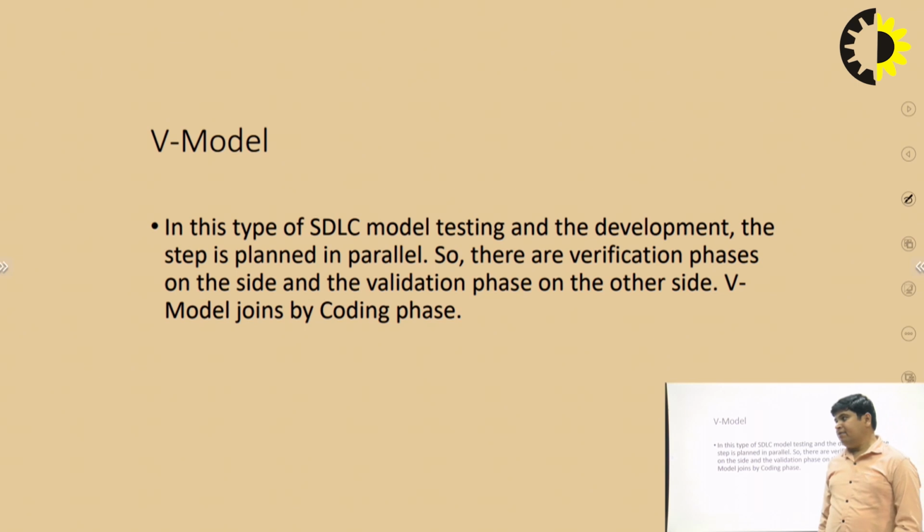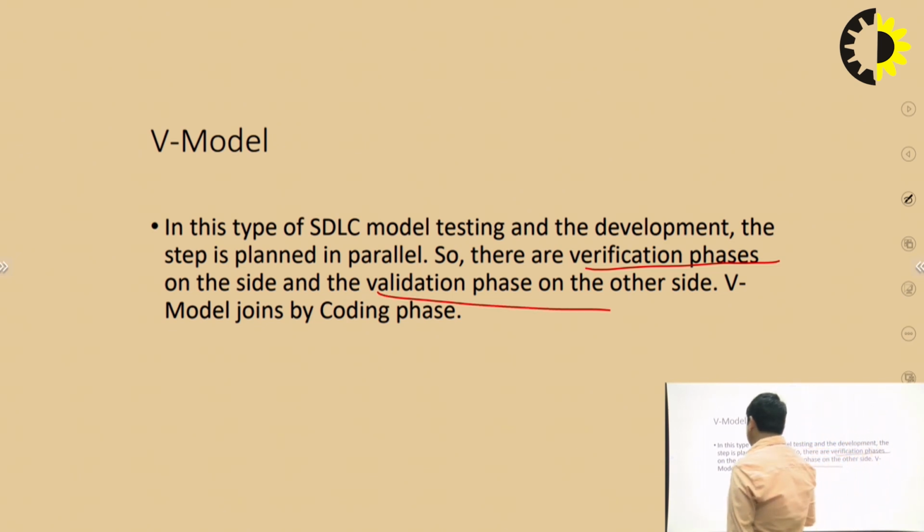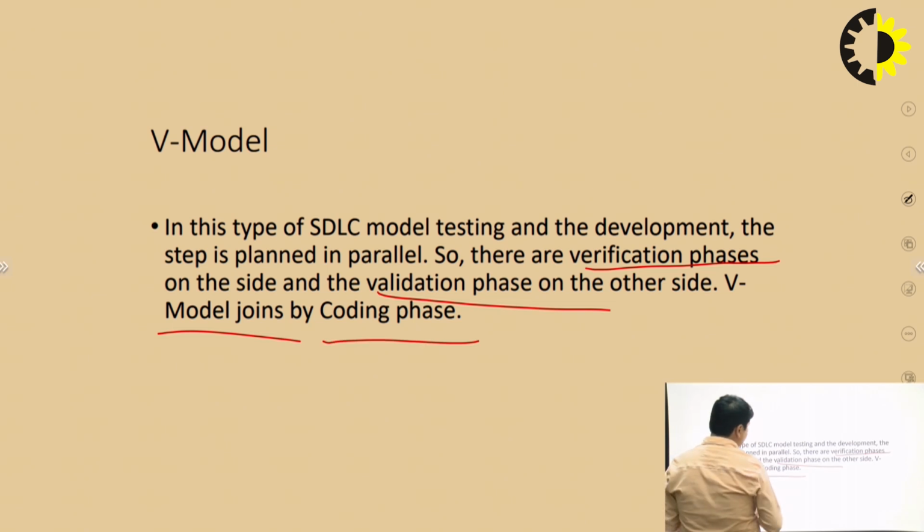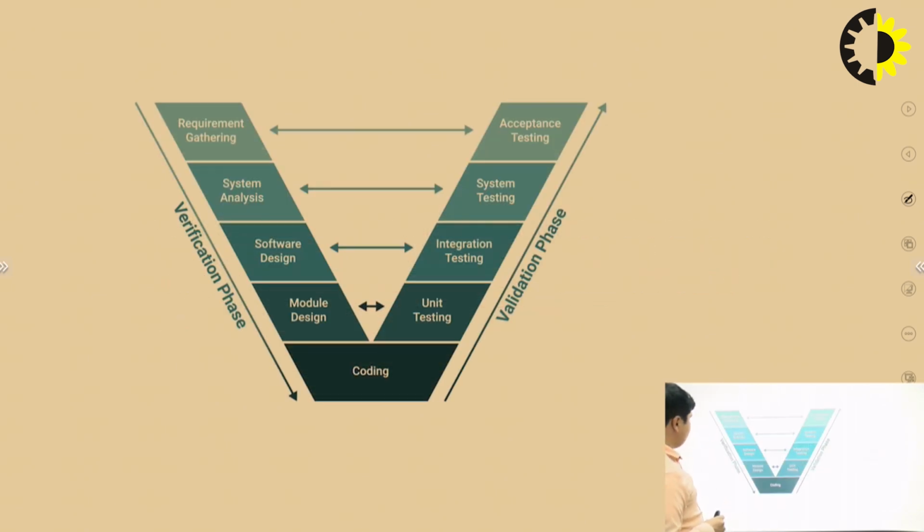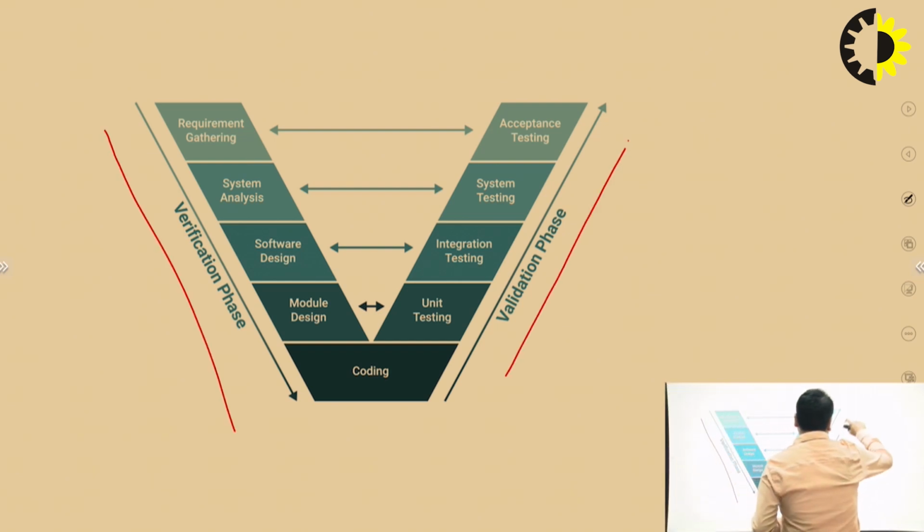V model. It is a very useful model. In this model, the development process, we can say the verification process and the validation process, move parallelly. So in this type of SDLC method, the testing and the development steps are planned in parallel. The verification phase is on one side and the validation phase is on the other side, and the V model joins them by the coding phase. You will see here, these phases cover the verification and this phase is the validation phase.